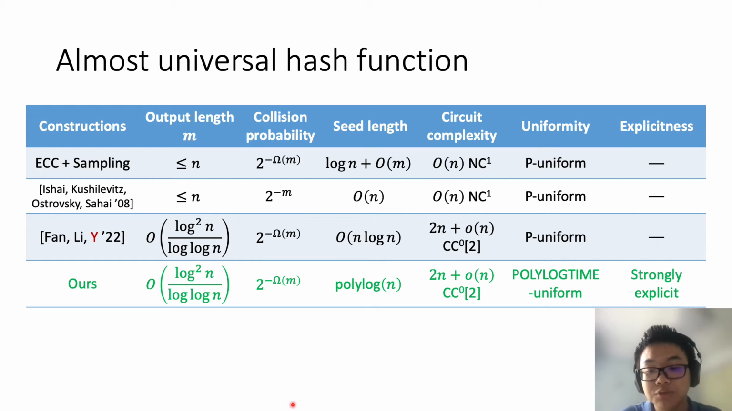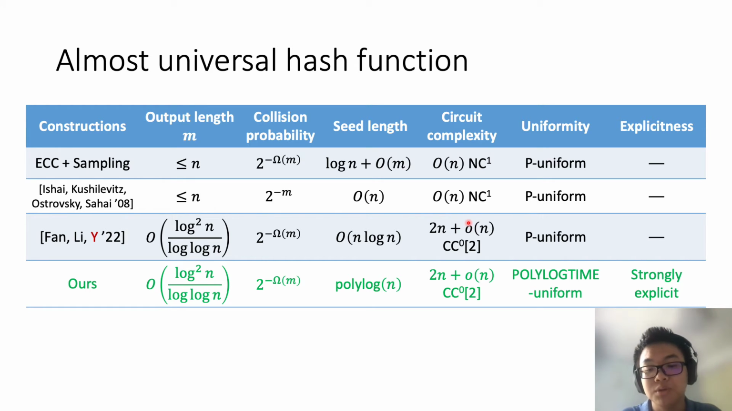Okay, now comes the recent result by Fan, Li, and me, who gave a construction computable by AC0 circuits of size 2n plus little o of n. It only works for the case of small collision probability. We note here that the collision probability should be at least 2 to the minus omega m. So this collision probability is actually at least inverse quasi-polynomial, since we have a bound here, m is smaller than log squared n. But this small collision probability is still negligible, and this very small circuit size is still useful in many cases.